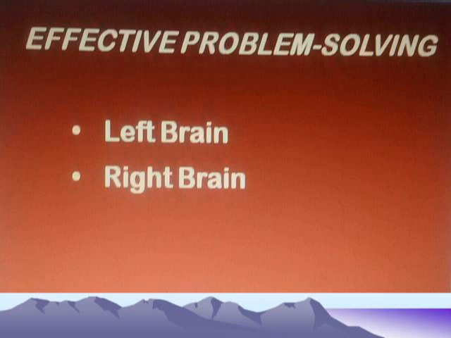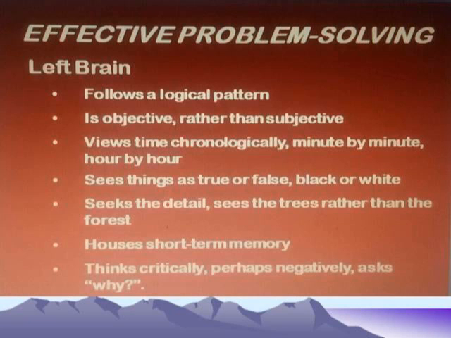Effective problem solving. There are two types: left brain and right brain. Left brain follows a logical pattern. It is objective rather than subjective. It views time chronologically, minute by minute, hour by hour. Sees things as true or false, black or white. Seeks the detail. Sees the trees rather than the forest. Houses short-term memory. Thinks critically, perhaps negatively, asks why.